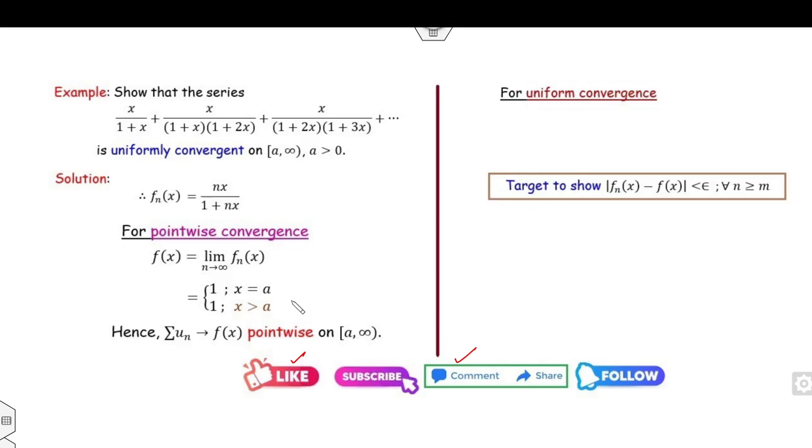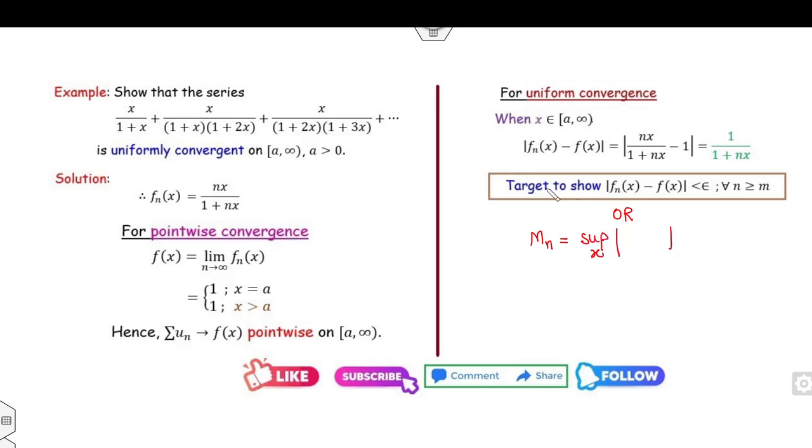Now I can say this is always 1 for all x. Now my expression is fn minus f. What is the value of the fn? It is nx over 1 plus nx. What is the value of the f? It is my 1. So if you take the LCM, you will get the 1 plus nx. Fine. Or you can also use the M_n test. Or you can use the M_n test as well.